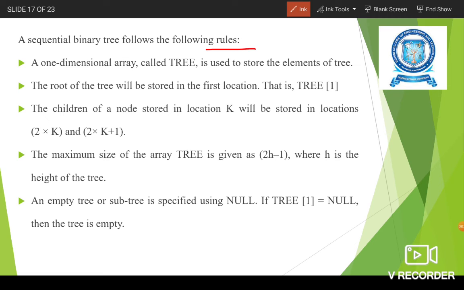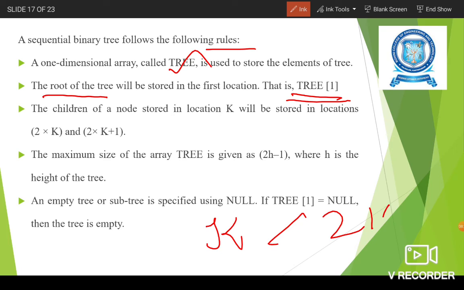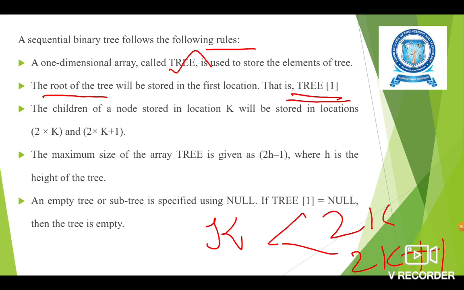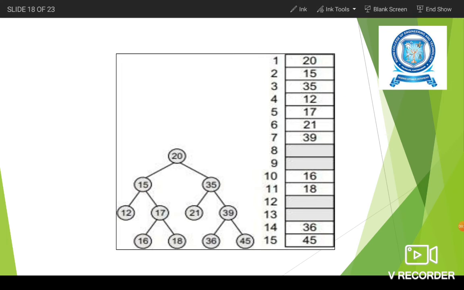So what are the rules to be followed to represent the binary tree in sequential representation? As I told, here we need a one-dimensional array which is called tree, and always the root of the tree should reside in the location tree of 1. And if we have one node at the location k, its left child is in the location 2k and its right child is in the location 2k plus 1. By using these rules, you can represent the binary tree in a sequential representation.